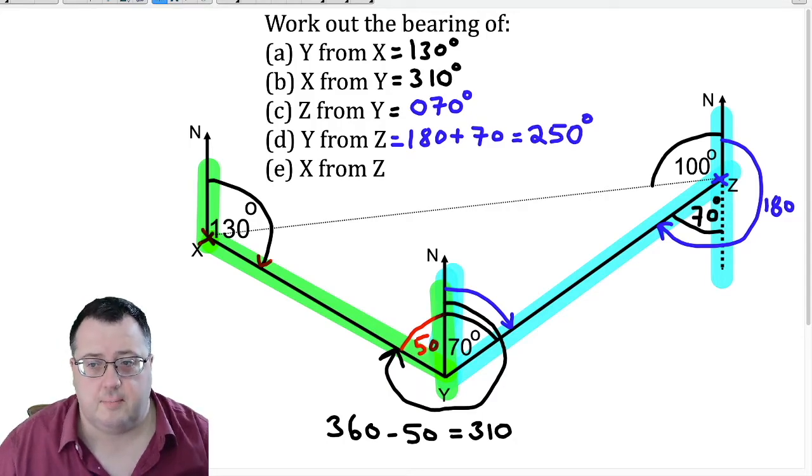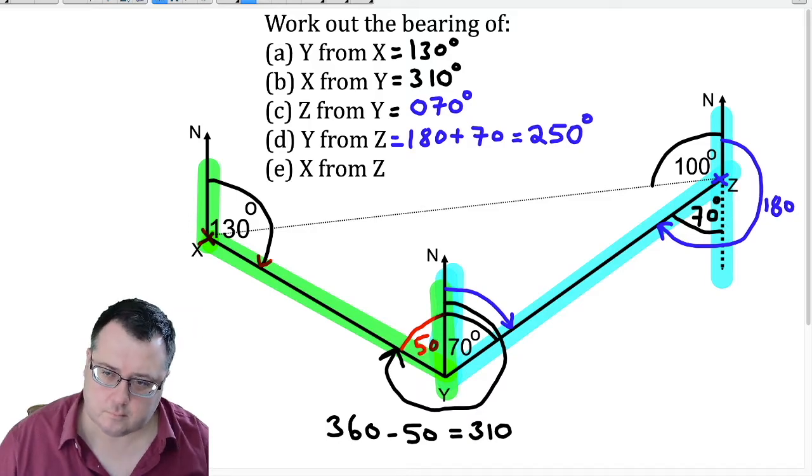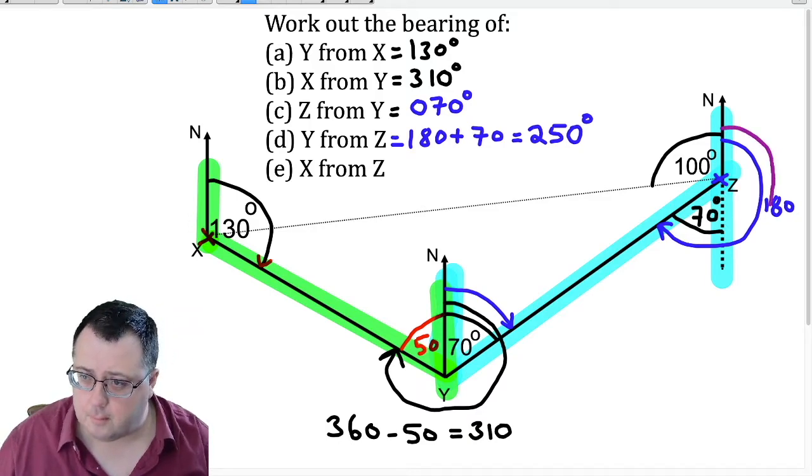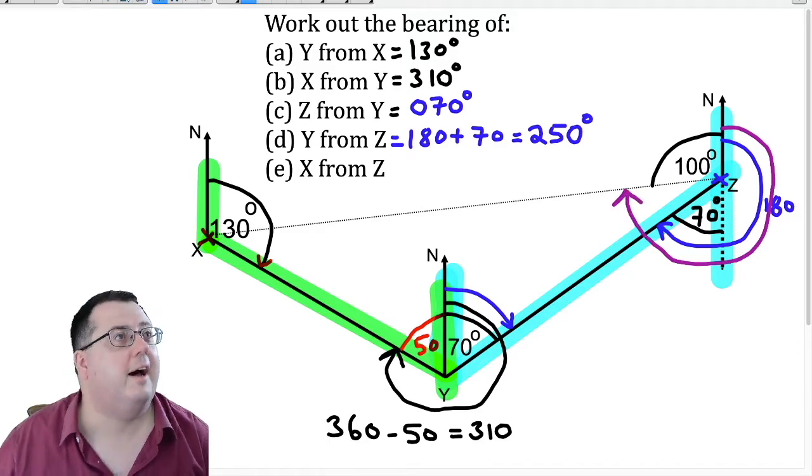Lastly, X from Z. Now this is a bit more tricky. You notice I've got a very faint dotted line connecting X and Z together. From means we're starting from Z. Okay, change colour again. Let's go for purple this time. We've got the north line drawn in, and we need to go round to this dotted line that's above the YZ line. So I'm going to draw that in with a purple pen, and you can see that that's that bearing there.